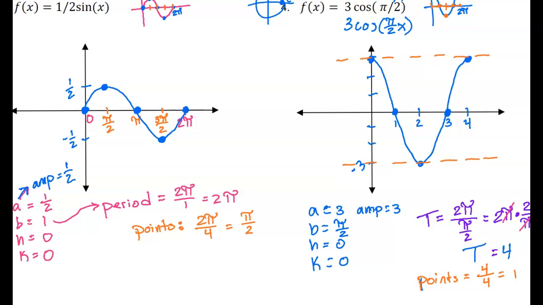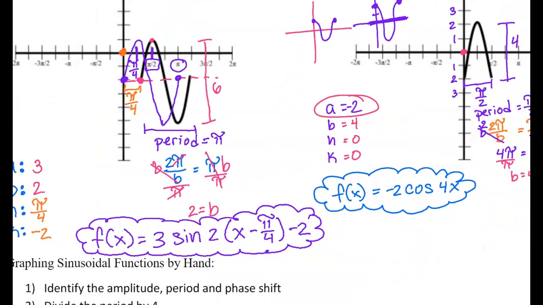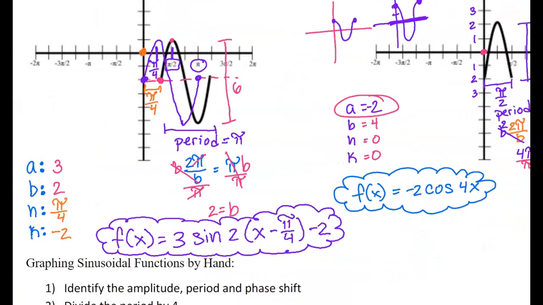You're done. If you're given the graph but you're trying to find the equation, your process is finding A, B, and K, but to find B, you take the period and solve for B, and then you use A, B, H, and K to create your equation.